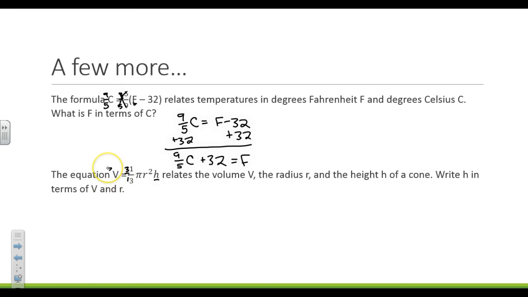Okay, so we're going to multiply each side by 3 over 1. So I have 3V equals pi r squared h. Okay, 3V, these canceled out, or they equal 1, so we don't see them anymore. Here's my h. They're multiplying it by pi and r squared. So to undo that multiply, we divide by pi r squared. So here's a 1, here's a 1, and there's h by itself. So h equals 3 times the volume divided by pi times the radius squared. And that's our solution.